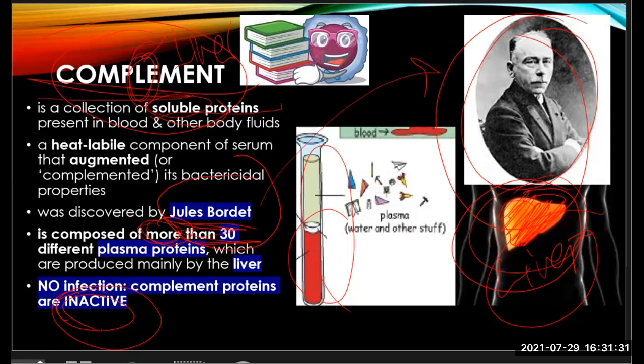Particular complement proteins interact with each other to form several different pathways of complement activation, all of which have the final outcome of killing the pathogen either directly or by facilitating its phagocytosis and inducing inflammatory responses that help fight the infection. So that's it.